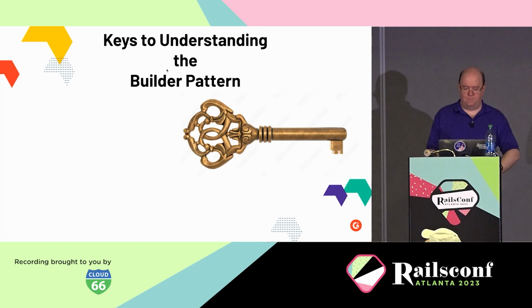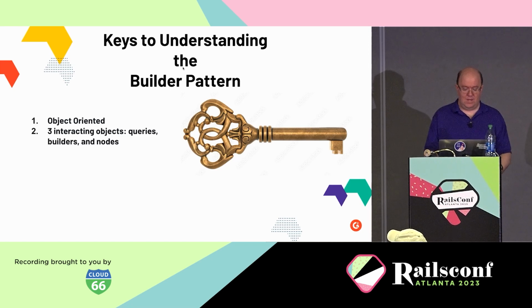All right, so let's sum up what we've learned so far. There's really some keys to understanding our builder pattern. It's object-oriented. It has 3 interacting objects, the queries, the builders, and the nodes. And the central algorithm uses reduce.